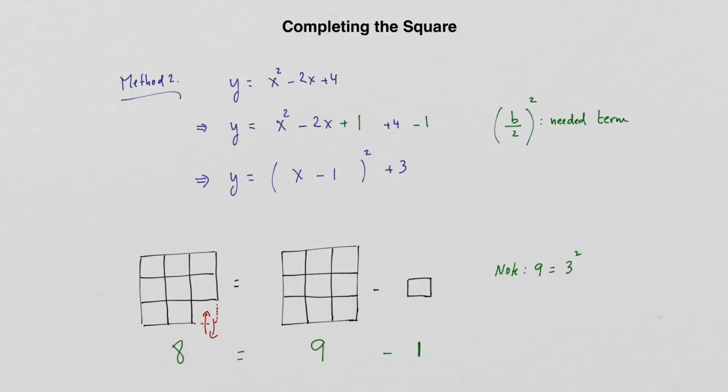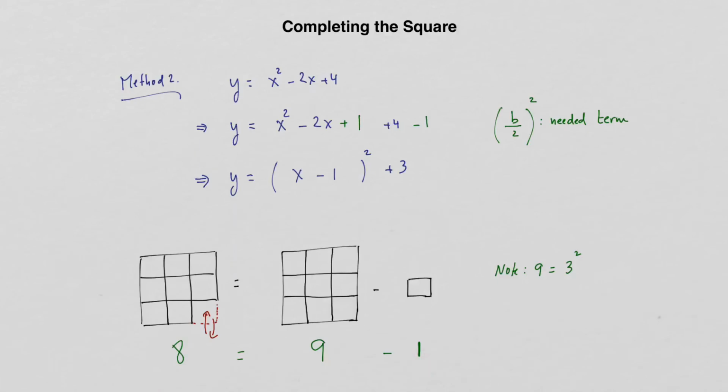Basically, I called 8 9 minus 1. It's like, why can't you just leave it as 8? Because we want to complete the square. So we have no choice but to write it as 9 minus 1. So if you add something to make it 9, you better take it away. Okay, that's the main idea.